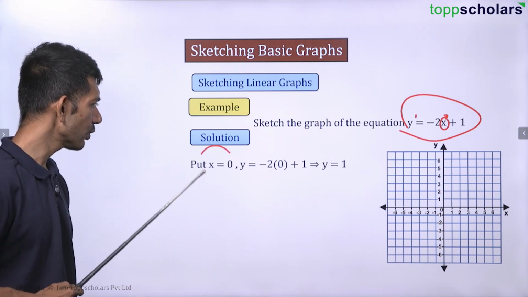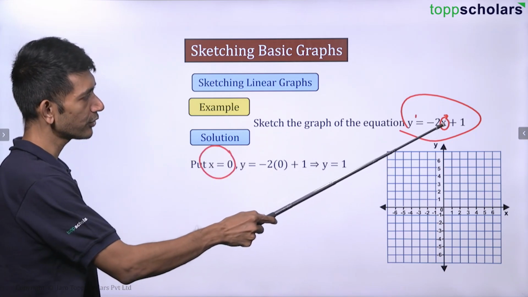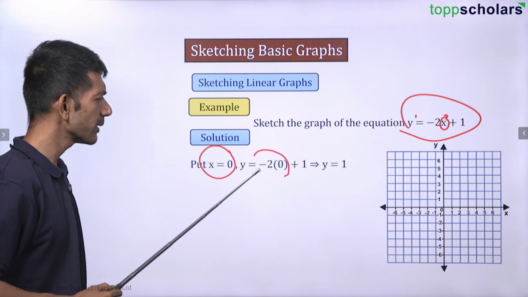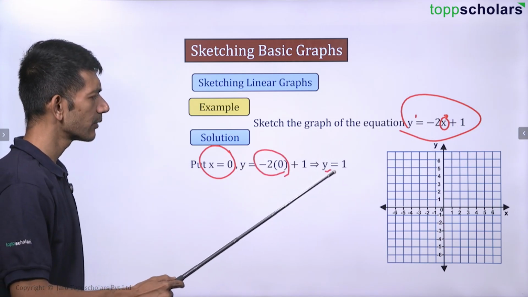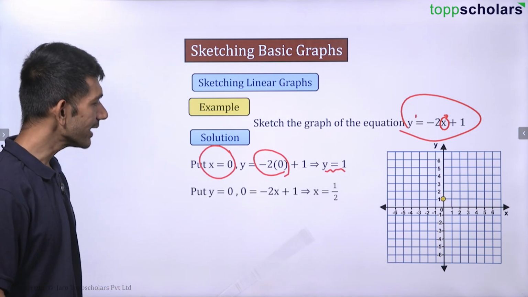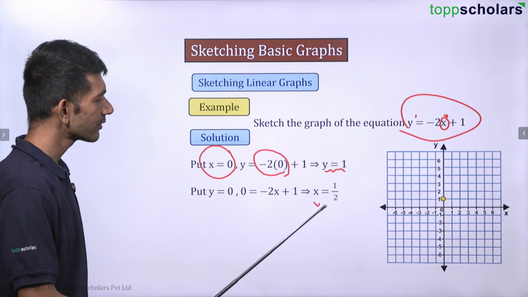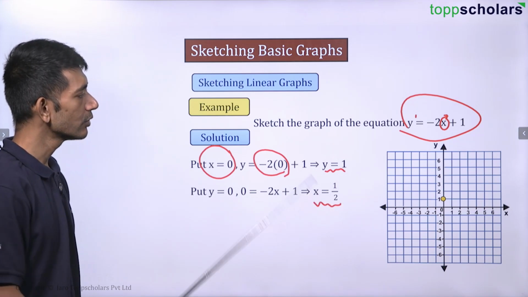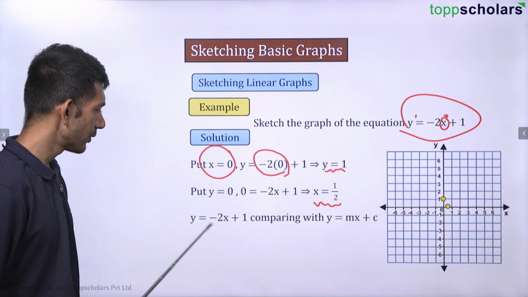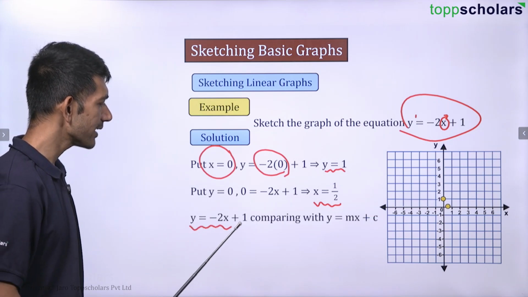If we put x as 0, minus 2 into 0 plus 1. Anyways, this will become 0. 0 plus 1 is 1. Right? Then you put y as 0. If you put y as 0, x is 1 by 2. So y is 1, x is 1 by 2. Right? Now, y is equal to minus 2x plus 1.